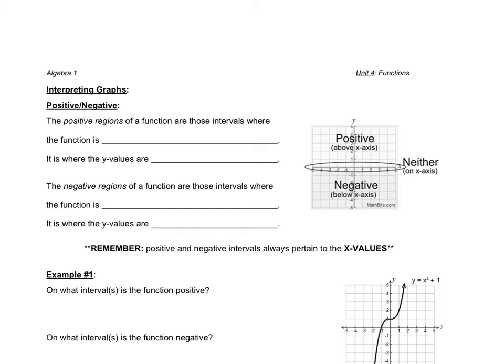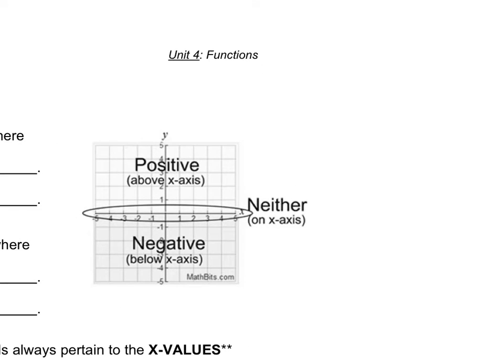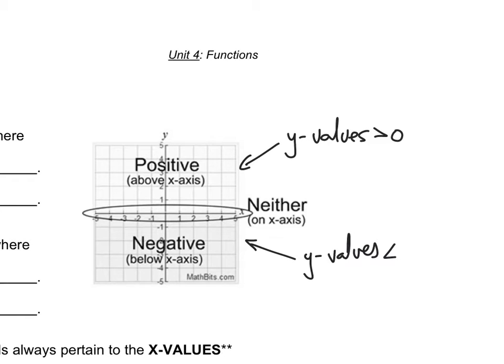All right, so positive, negative regions, pretty straightforward. The positive region is considered above the x-axis, and the negative region is below the x-axis, and that's because the positive is where y values are greater than 0, and the negative is where the y values are less than 0. So when we're talking about whether our graph is positive or negative, we're talking specifically about the y values.